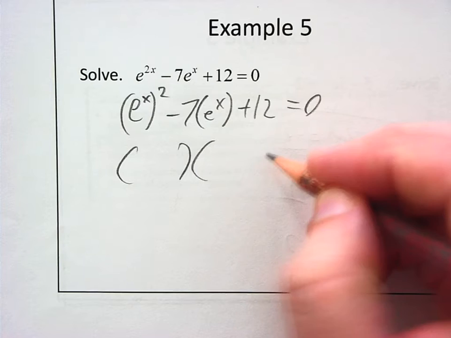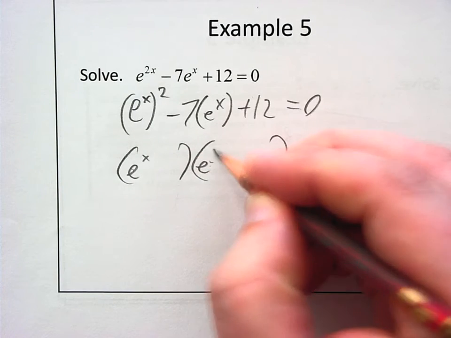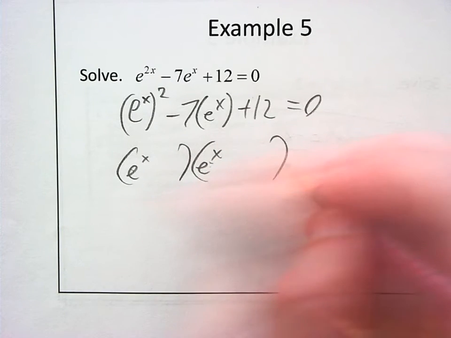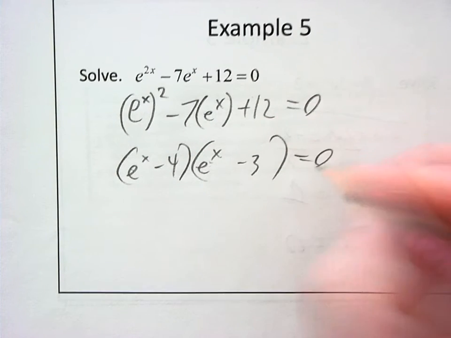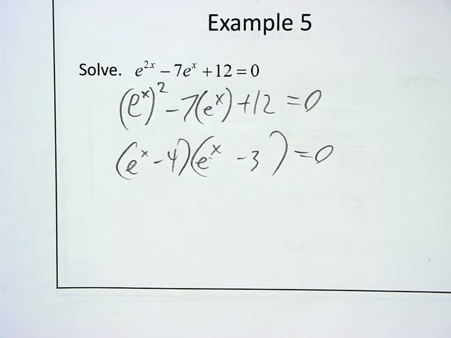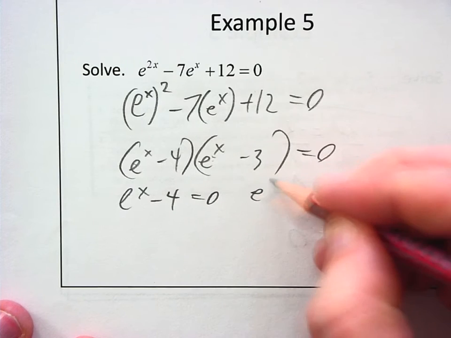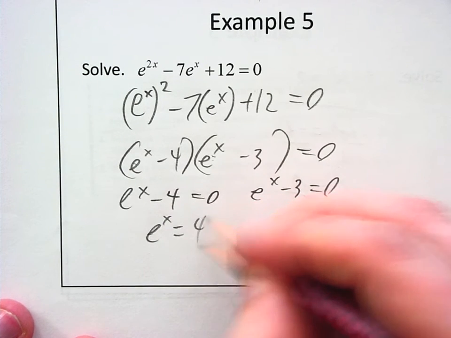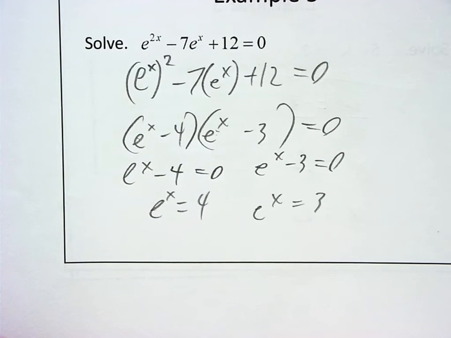So when I go to factor this, what's going to be first in both of these? e to the x. Okay, now you want to multiply to be positive 12, add up to be negative 7, so what are those going to be? Minus 4, minus 3, both equal to 0. Then what? Set each of them equal to 0 and solve, so e to the x minus 4, e to the x minus 3. So I have e to the x is equal to 4, and e to the x is equal to 3. I still got to find x.